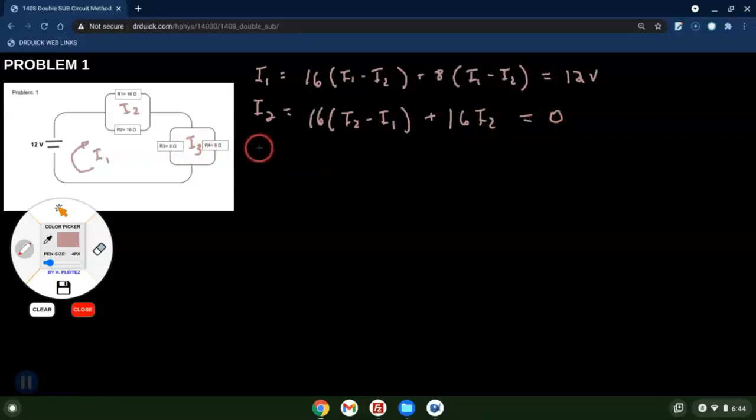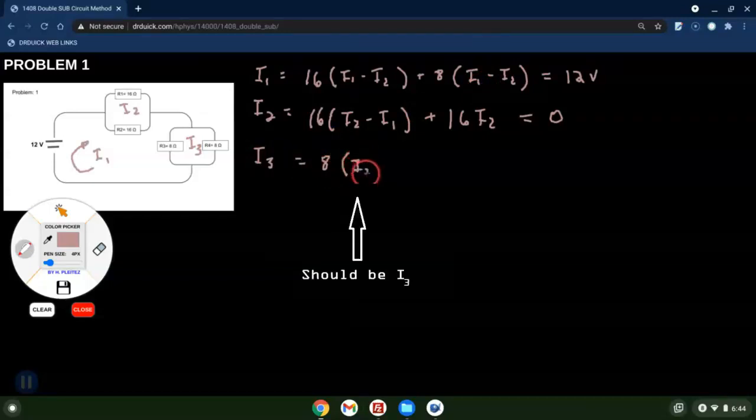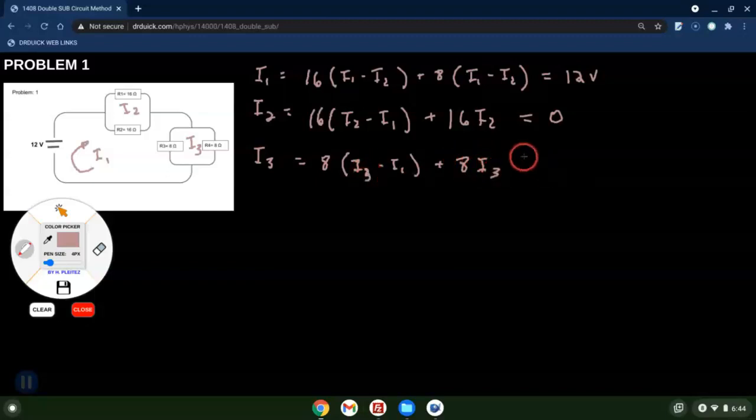Let's do I3. I3 would be equal to this one flipped, which is 8 times I3 minus I1, plus 8 I, actually this should be I3. I screwed this up. This is I3. That's going to be equal to 0. Okay? So those are my three players in this thing.